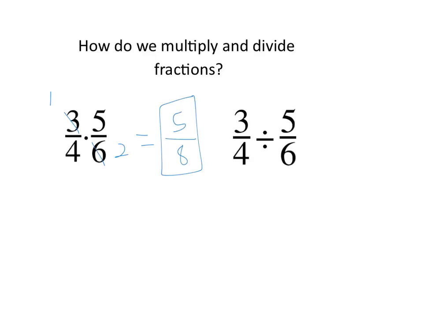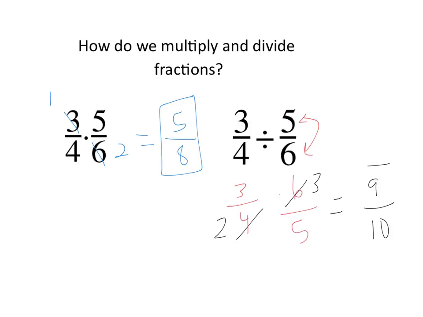Now when we divide fractions, really we flip the second and multiply. So 3/4 times 6/5. Look at crossing out cross products, and out of the 4 and 6 I can take out a 2. So if 4 becomes a 2, 6 becomes a 3, multiply straight across and get 9/10.